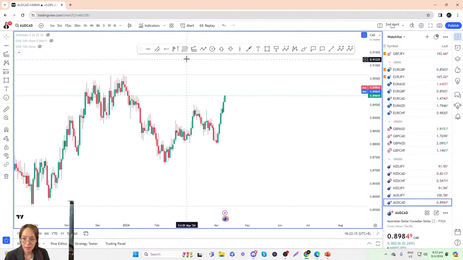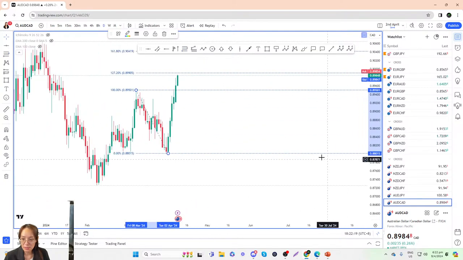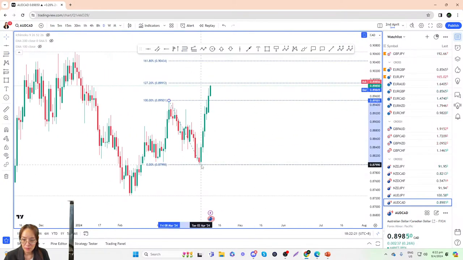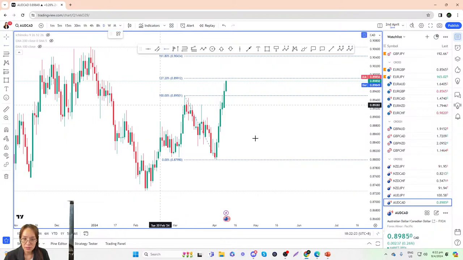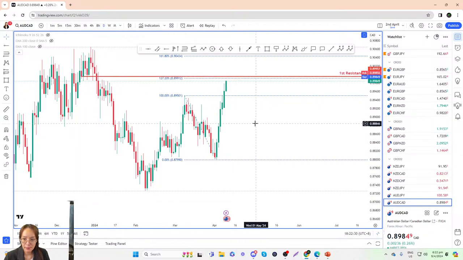Let's look at the daily time frame first, okay? They are pushing extension. Okay, which is this is like resistance level, which is above here.